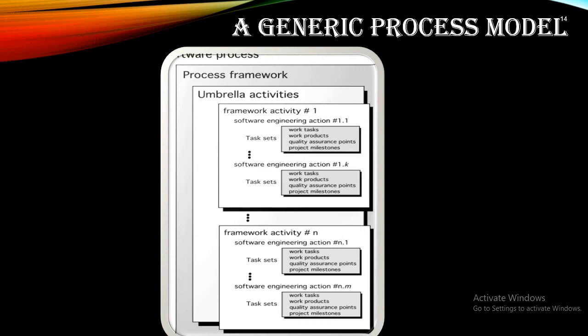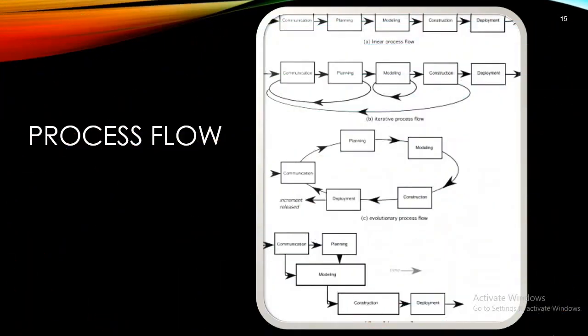So that some sequence and time, we have to know how it is measured or how it is organized. That is done using the process flow. With respect to the sequence and time, the process is going to flow. These are the 4 different flows that a process undergoes: linear process flow, iterative process flow, evolutionary process flow, and the last one is parallel process flow.